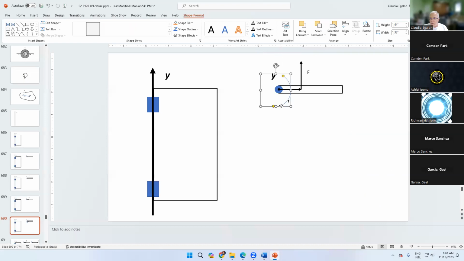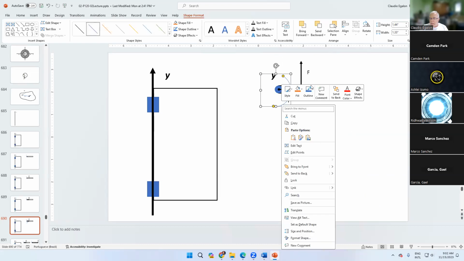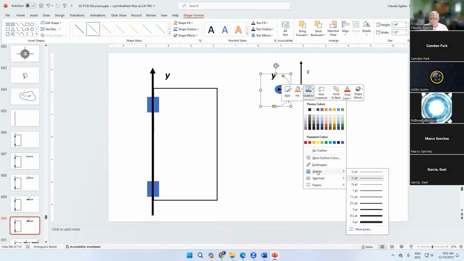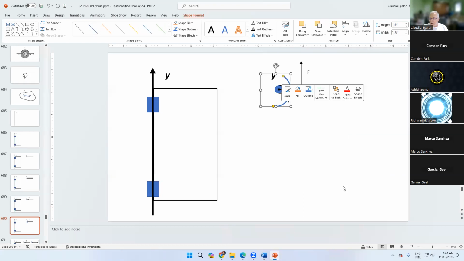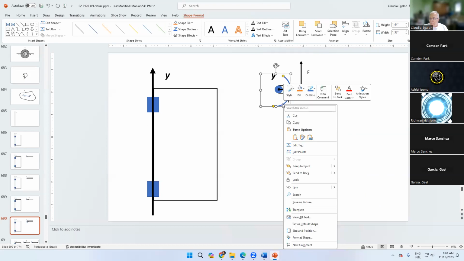Oops, no, this is not what I want. I want this one here. Counterclockwise torques are positive torque, and clockwise torques are considered negative torque.